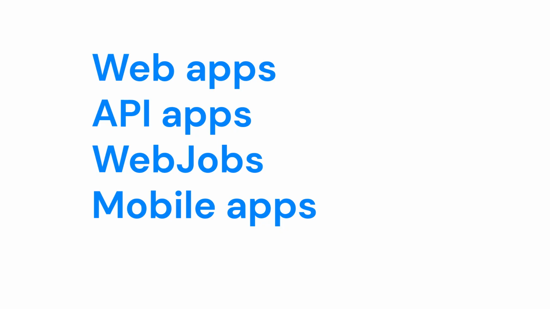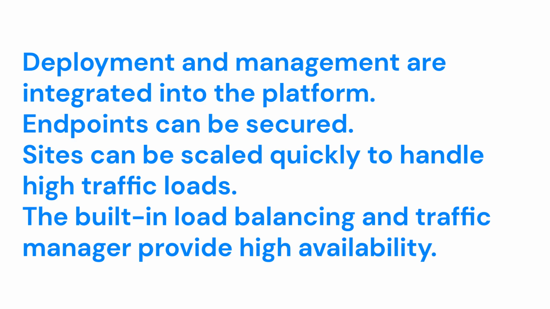Types of app services. With App Service, you can host most common app service styles like web apps, API apps, web jobs, mobile apps. App Service handles most of the infrastructure decisions you deal with in hosting web-accessible apps. Deployment and management are integrated into the platform. Endpoints can be secured. Sites can be scaled quickly to handle high traffic loads. The built-in load balancing and traffic manager provide high availability. All of these app styles are hosted in the same infrastructure and share these benefits. This flexibility makes App Service the ideal choice to host web-oriented applications.